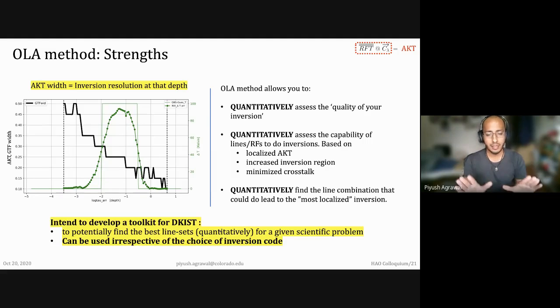Again, a lot of assumptions are going into making this assessment, but as a starting point, you can compare one line versus the other and tell whether one is better, or what line combination is better versus the other, to do inversions at a given depth.